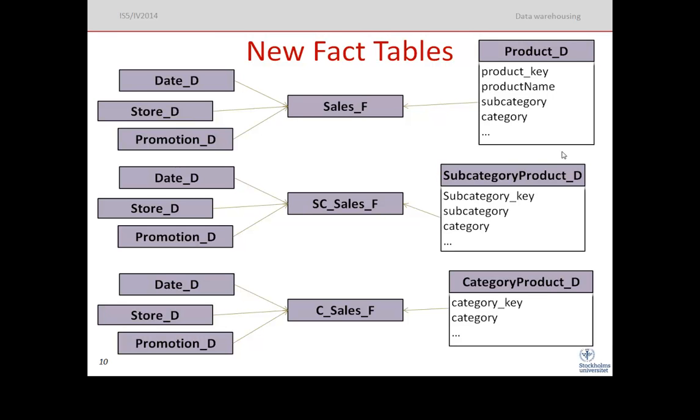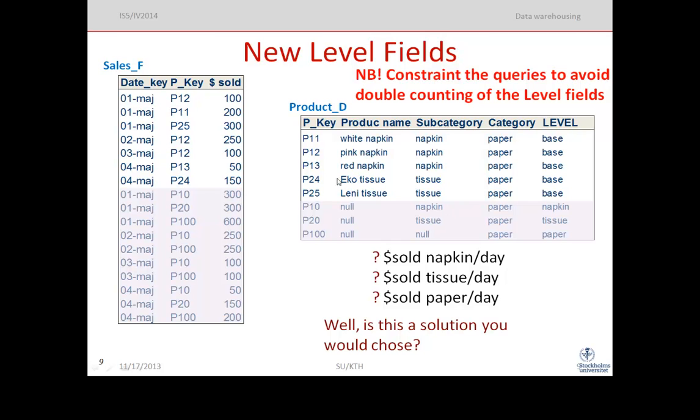What we can do is create new fact tables. Then we don't have to deal with constraints, so we can be even more efficient when we create our queries. We will have one dimension table that deals with the base level of products, exactly the same as the original table. Then we create an aggregate on subcategory level, where we store sales facts for subcategory but not for the base level. So this will only contain the rows P10 and P20. It does not store base level data, and it does not store category level data.